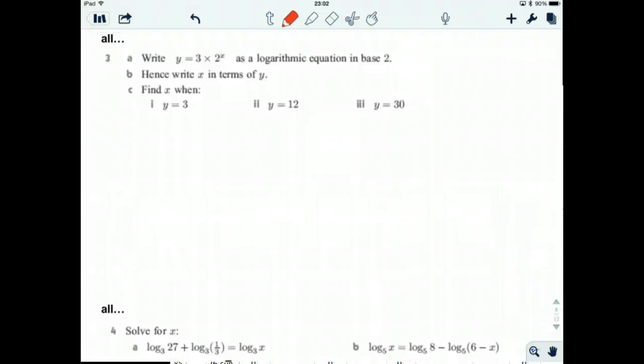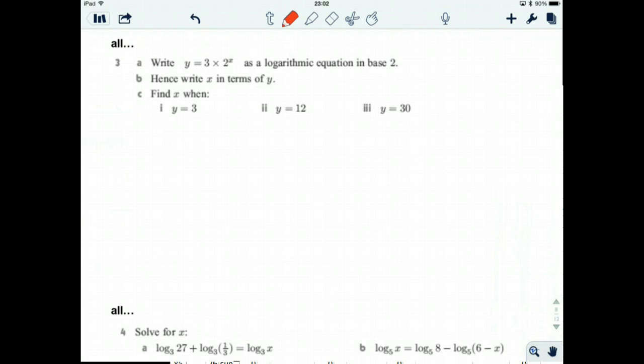Number 3. Write 3 times 2 to the x as a logarithmic equation in base 2.